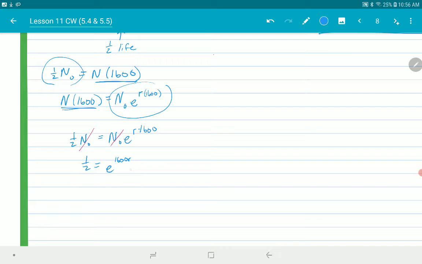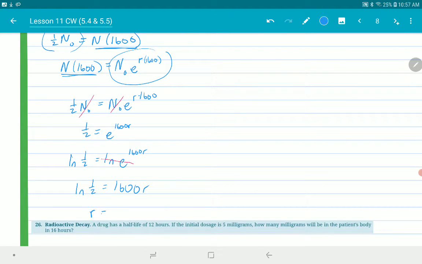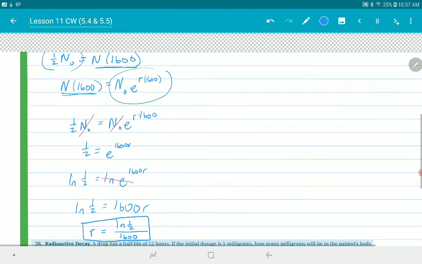And then I can take the natural log of both sides to get the variable out of the exponent, because I can't really get to that r without the natural log. When I take the natural log of e, those cancel and my exponent comes down, and I get the natural log of 1/2 equals 1,600 r. Dividing both sides by 1,600, I get that the rate is the natural log of 1/2 divided by 1,600. I'm going to leave that rate like that for now.